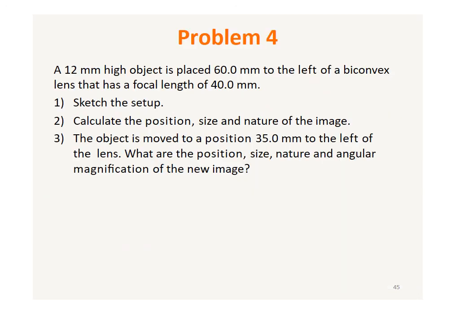In this problem, which you'll work out through your tutorial, you've got a certain object. It's only 12 millimeters high. It's 60 millimeters to the left of a biconvex lens that has a focal length of 40 millimeters. I want you to do a decent sketch, something nicer than I've done here. Calculate the position, size, and nature of the image. Then move the object to a different position, only 35 millimeters away instead of 60 millimeters away, and work out what has happened to the new image.